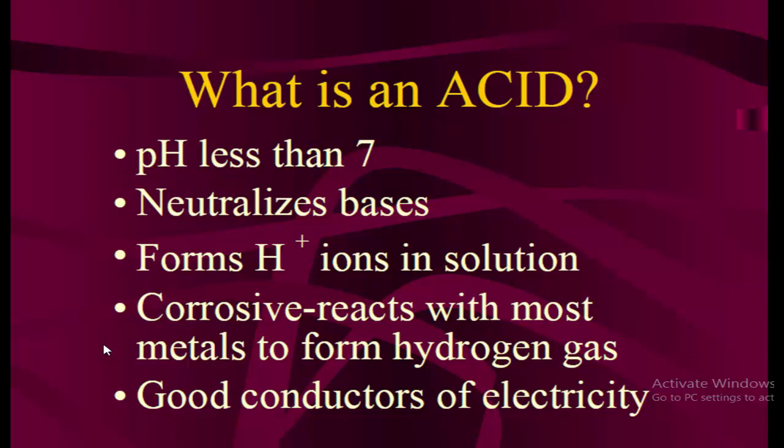That means whenever an acid reacts with metals like iron, cobalt, nickel, zinc, etc., along with the formation of salt, it liberates hydrogen gas. And these acids can also act as good conductors of electricity because they form free ions in the solution. So if a substance possesses these characteristics, then it is considered to be an acid.